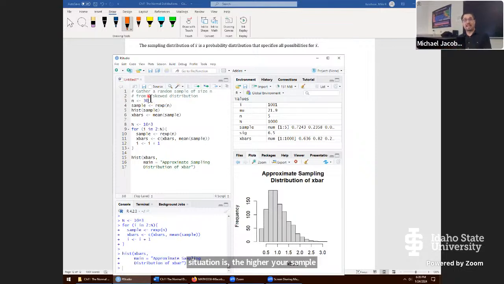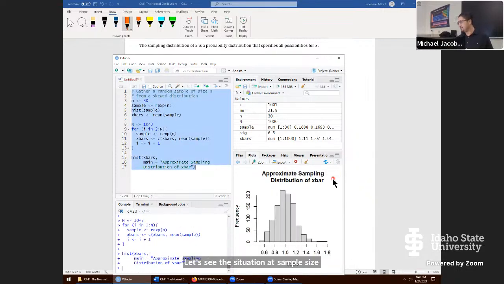And there's worse things that can happen aside from skew. You might have main peaks far to the right that keep emerging. There could be multimodal data you're dealing with. Central limit theorem still works, but you might need a pretty large sample size. Let's see the situation at sample size 30. Well, it's not great, but that definitely is becoming normal at that stage.